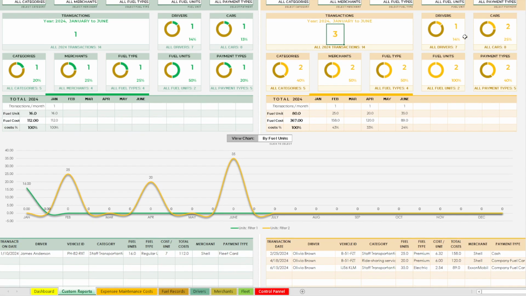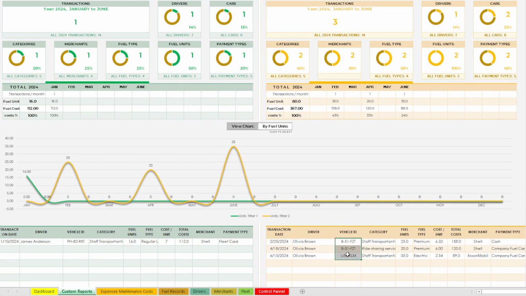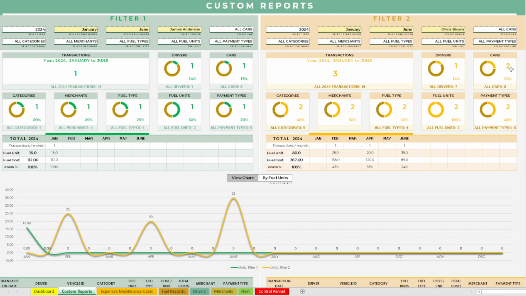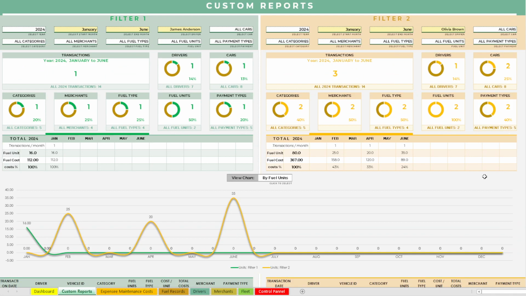In case we want to see more, for example, why Olivia Brown had 2 cars, we will go below and we will see that she used these 2 cars, and the license registration numbers, units, payment. We see she used 2 payment types, and if we are curious to see which ones, we see she paid cash and with the company fuel card.